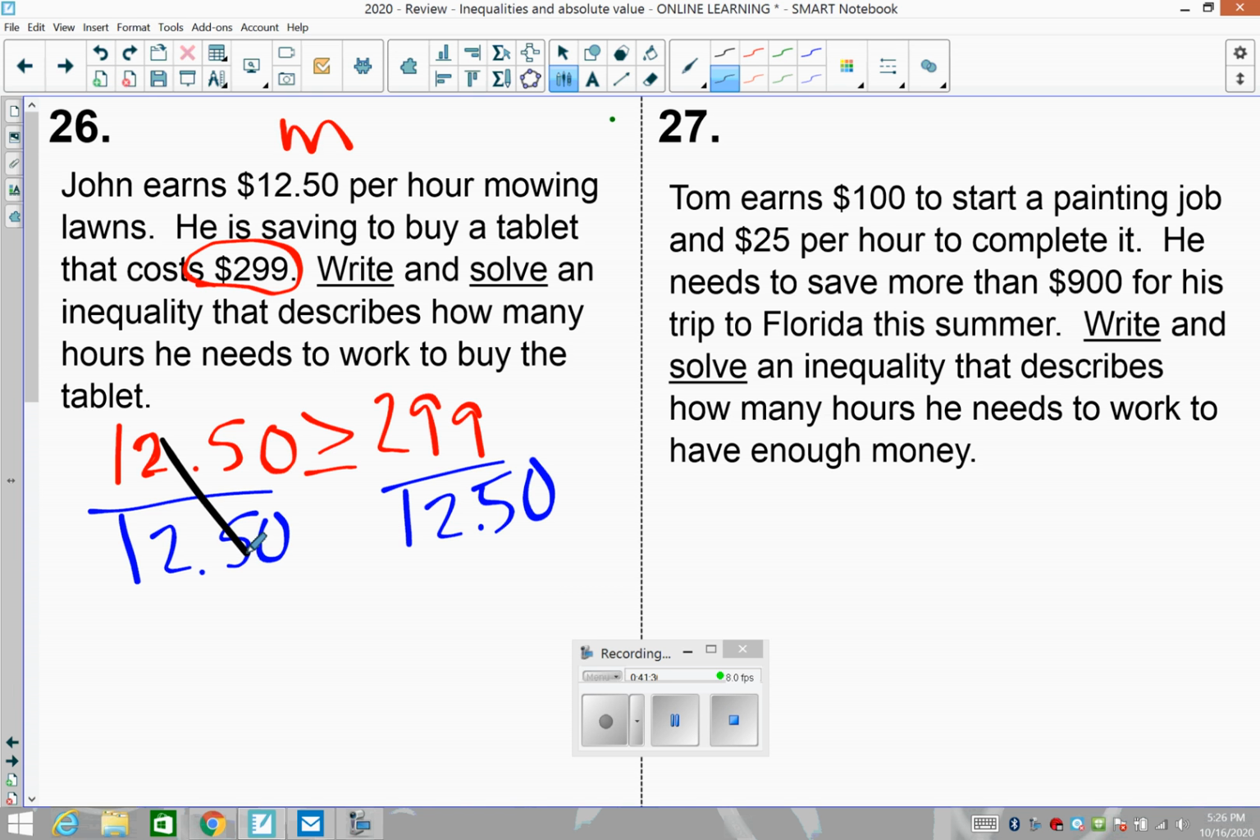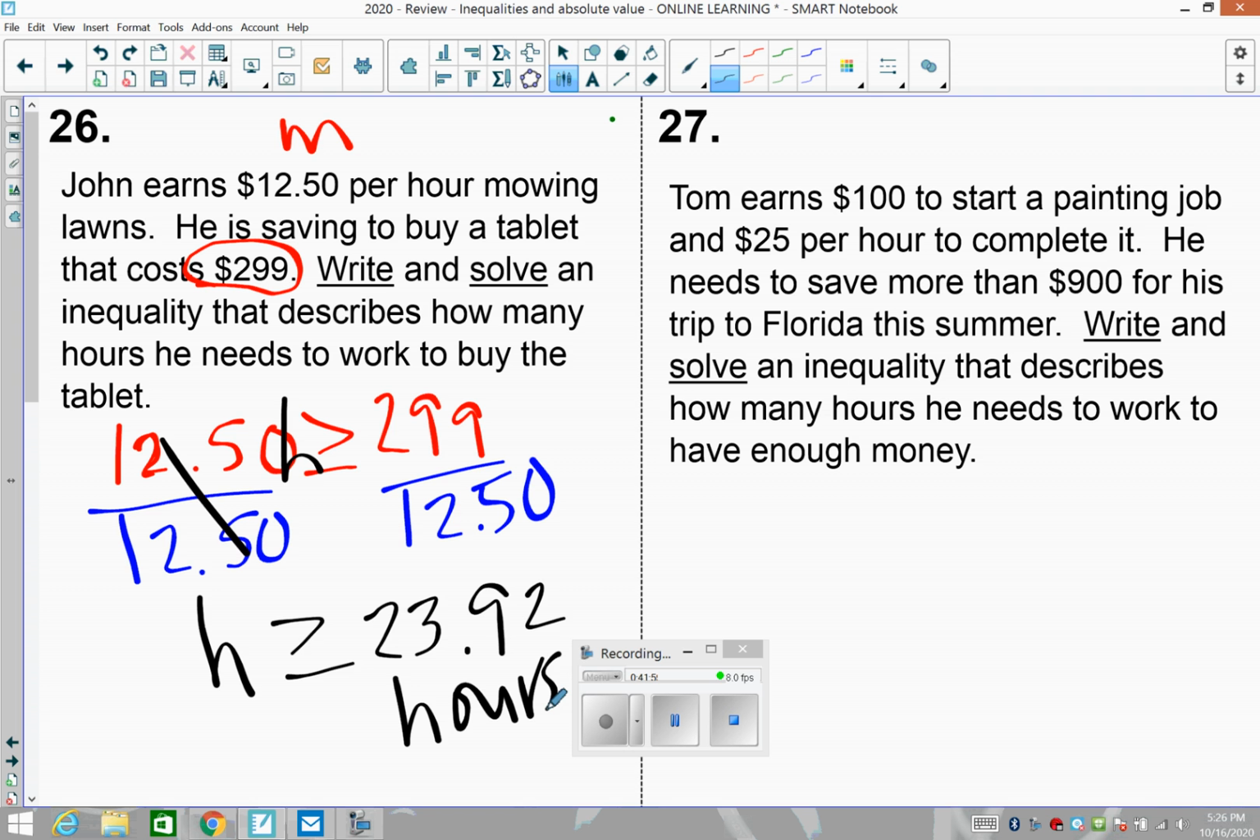I forgot the variable. Hours, H. So H is greater than or equal to, so we're going to take $2.99 and divide it by $12.50. That gives me 23.92. So the number of hours he needs to work is greater than or equal to 23.92 hours.